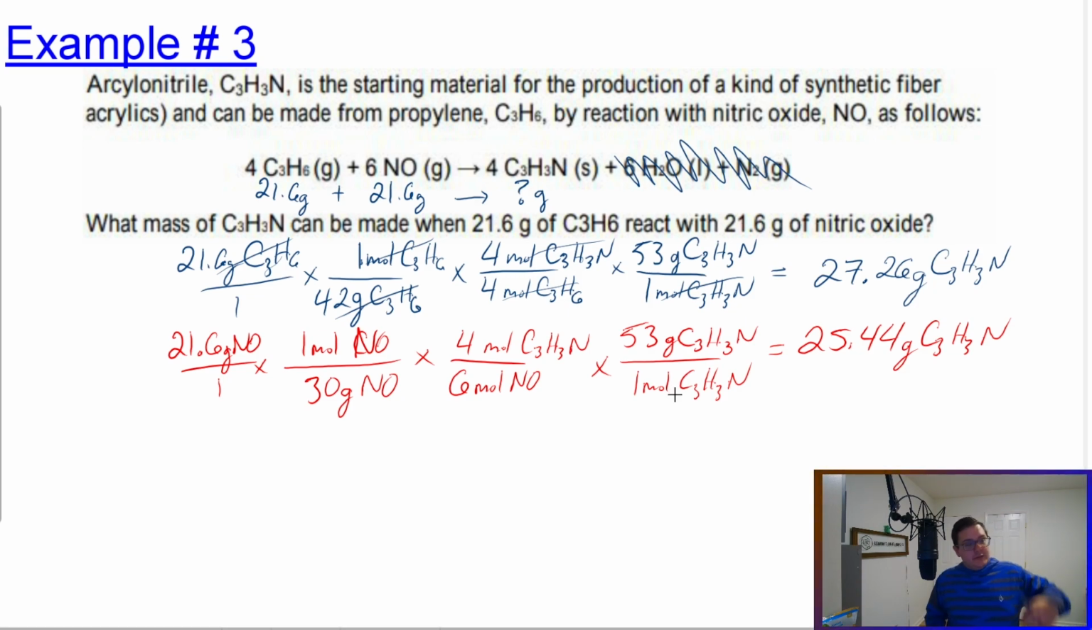Okay, so theoretically, if we were to mix those two things together, what would you make? Well, whatever is the smaller one is your theoretical yield, how much you would actually make. All right, so we know that this is the limiting nitric oxide, and your propylene is excess.